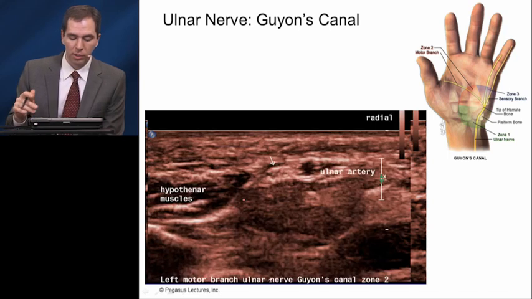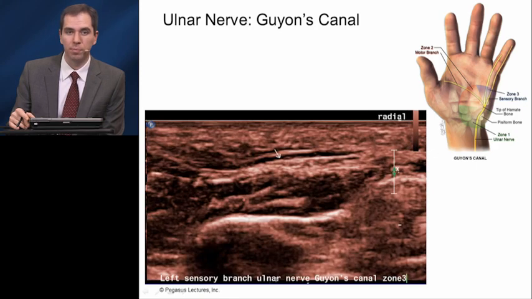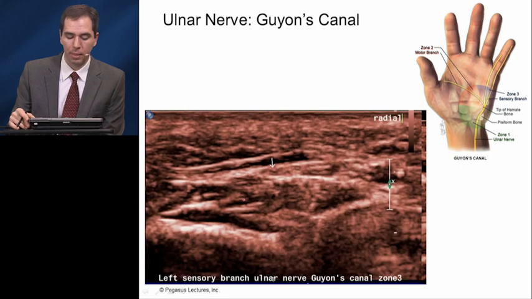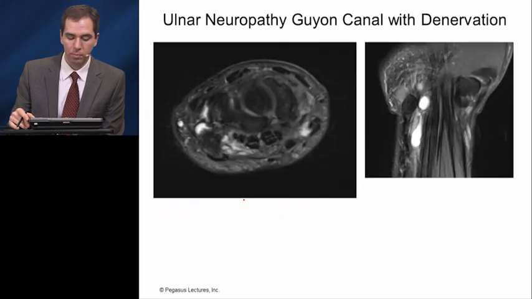And then you can see it running along the hypothenar muscles. This is the motor branch along the hypothenar muscles. And then this is the sensory branch near the Guyon's canal in zone 3.